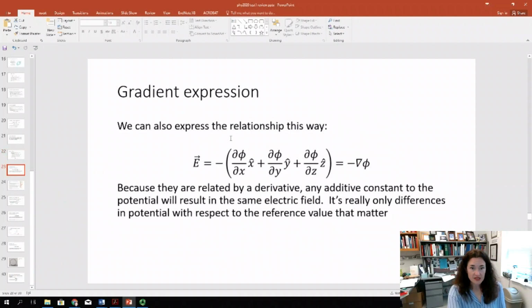We can also express the relationship between the electric field and the potential or voltage in this way: the electric field is the negative gradient of the potential. Remember the gradient: partial phi with respect to x hat, plus partial phi with respect to y hat, plus partial phi with respect to z hat. Now, because the electric field and the potential are related by that derivative, any additive constant to the potential will result in the same electric field. And that's why it doesn't really matter where you choose your 0 point to be, and why it's important that the difference in potential be expressed, and not the overall raw number. In that way, it's kind of like gravitational potential energy, right?